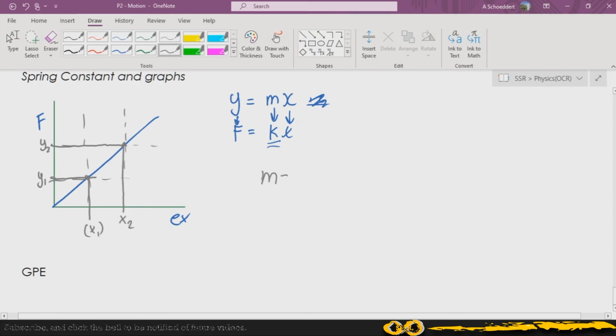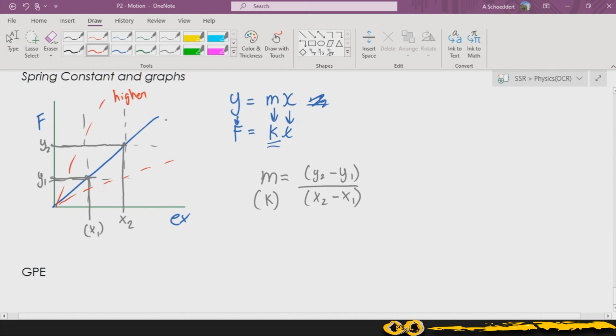And then we know that the formula for the slope of the line, or in this case, the spring constant, is equal to the change in y, so y2 minus y1, divided by x2 minus x1. And that will give us the slope of the line, or the spring constant. So we know that a steeper line would have a higher spring constant than a shallower line.